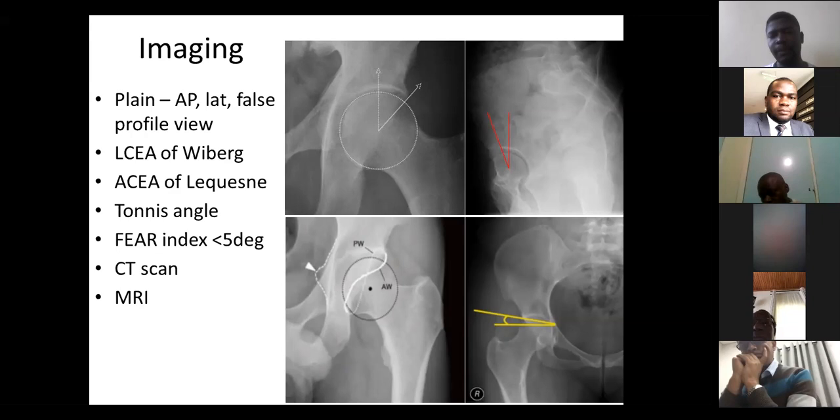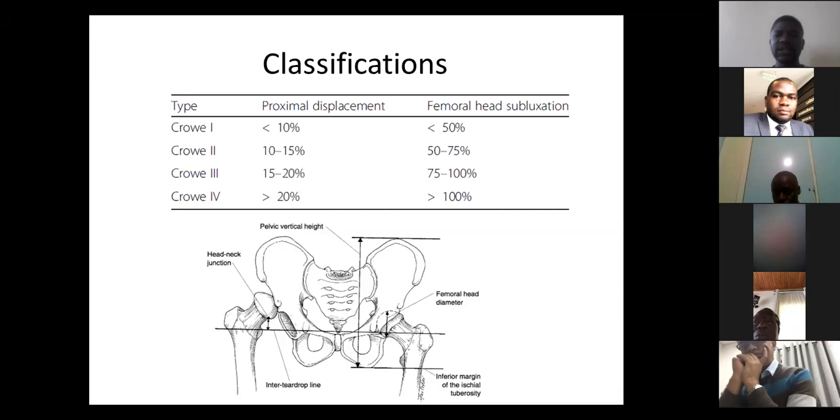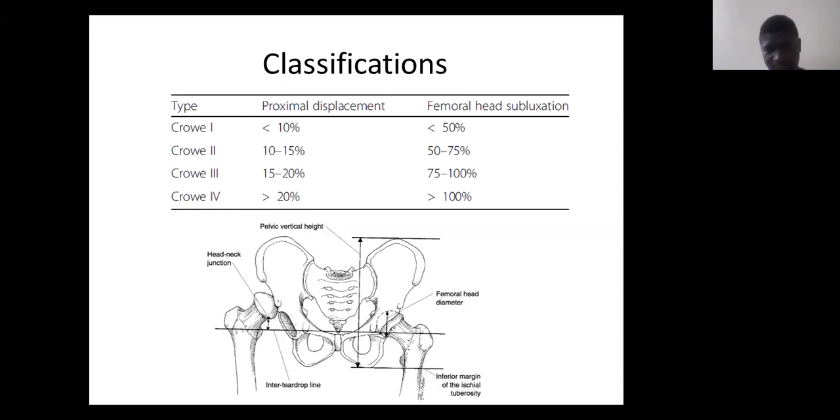In terms of classifications, the two commonly used classifications are the Crowe and the Hartofilakidis. So Crowe assesses the proximal displacement of the head neck junction in comparison to the pelvic height as delineated in the diagram below. Then also the femoral head subluxation, as the displacement of the head neck junction from the teardrop line as a percentage of the femoral head diameter. So the more the displacement and the more the subluxation, the higher the Crowe classification.